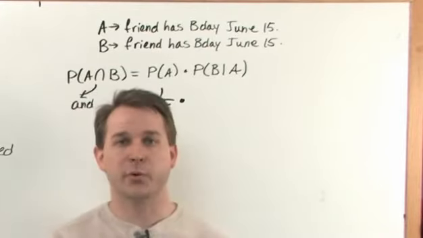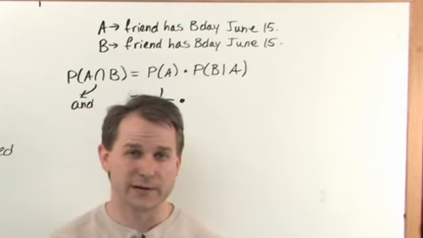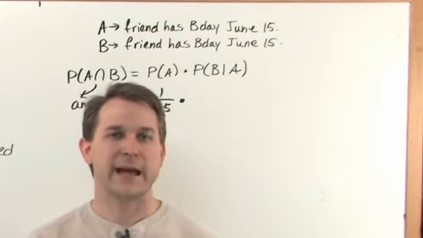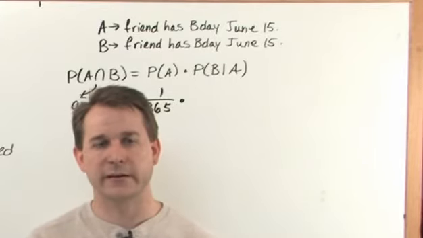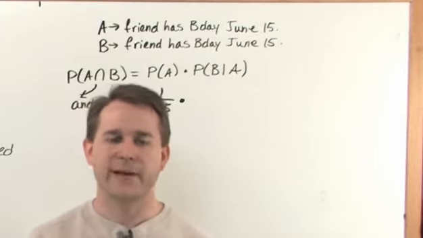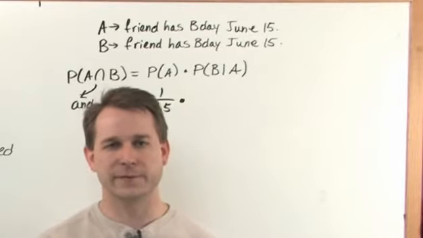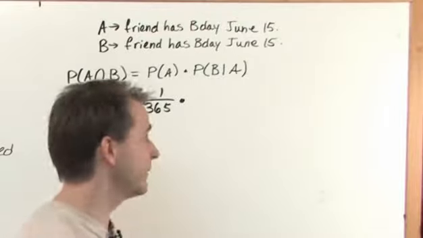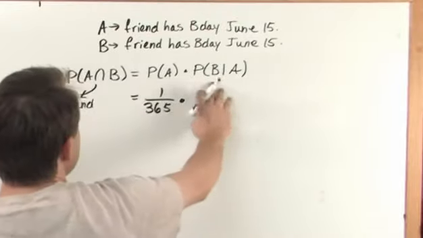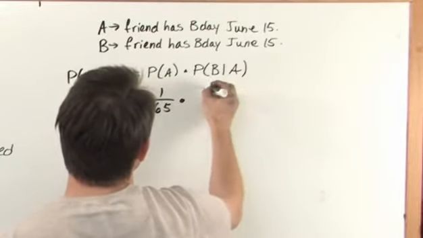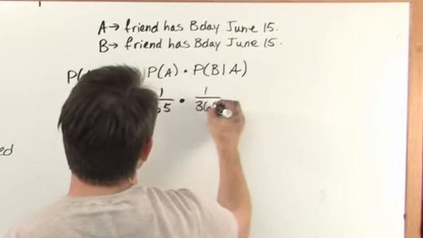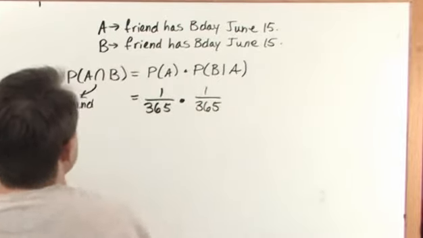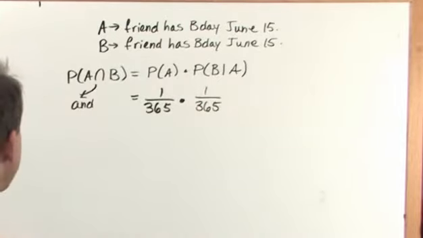And that is exactly the point when you look at it and you say, okay, the second friend, does my first event have anything to do at all with that second event? In this case, the answer is no. The fact that your first friend has a birthday on June 15th has nothing to do with the fact that your second one may have a birthday on June 15th. So there's really no dependence here. So I just write 1 out of 365 again, because your friend's birthday has exactly the same probability of occurring.